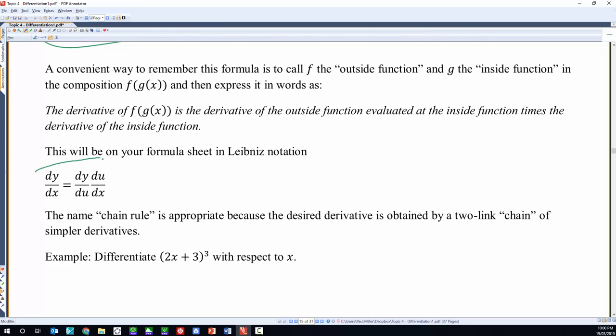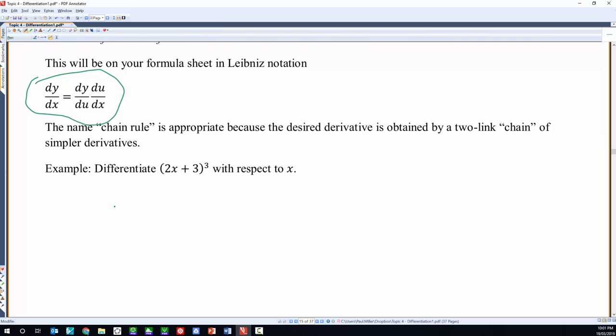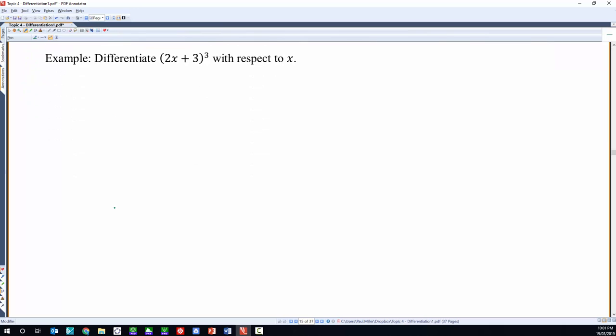on the formula sheet, the chain rule is listed as follows: dy/dx equals dy/du multiplied by du/dx. So let's have a look at this one, and then we'll try to do some other stuff with the function notation that's written above there. So when we differentiate, I want to use Leibniz's notation. So I'm actually just going to say let y equal (2x + 3)^3.